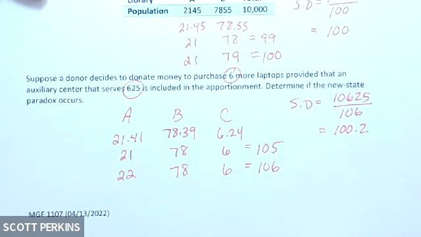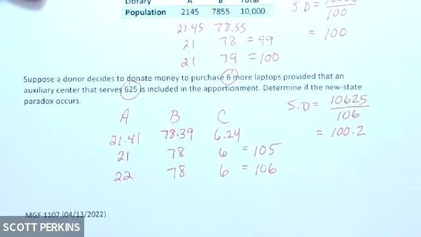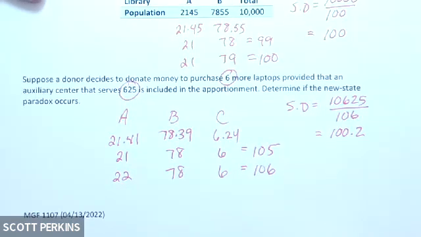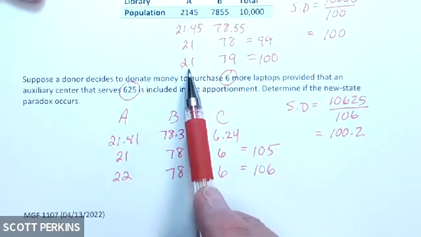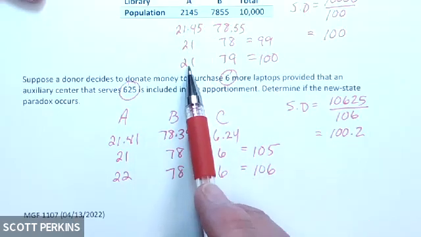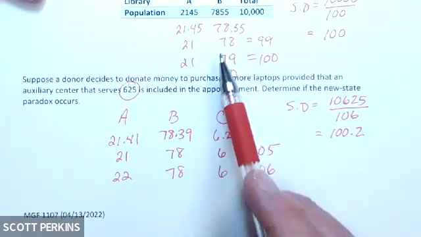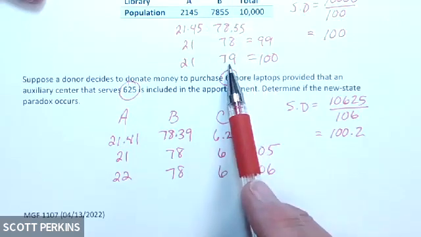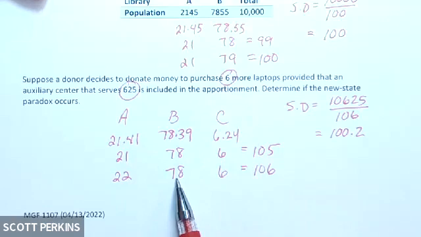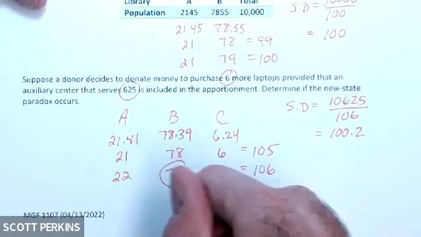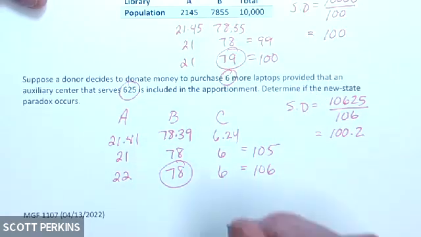And notice what happened. Does the new state paradox happen? Yes, because library B went from having 79 laptops down to 78. They got cheated one because of the new one. So the new state paradox happens because of that.